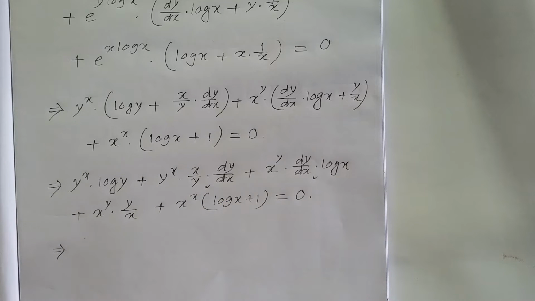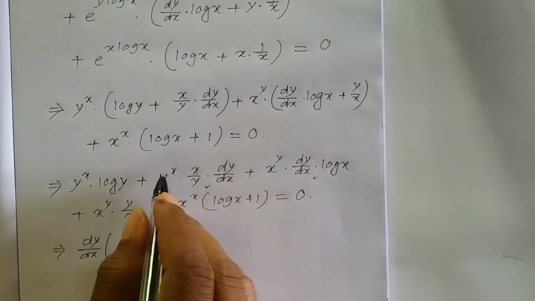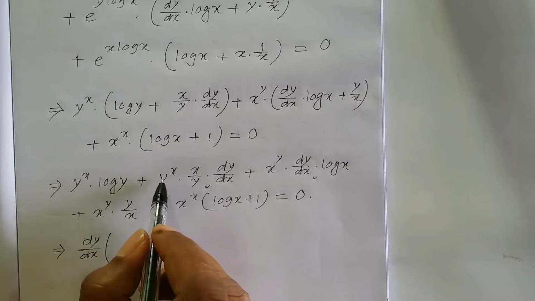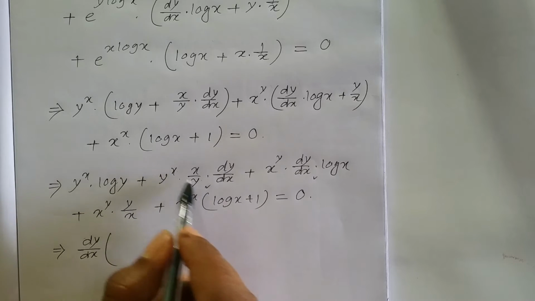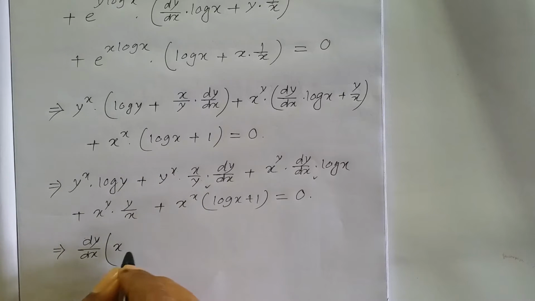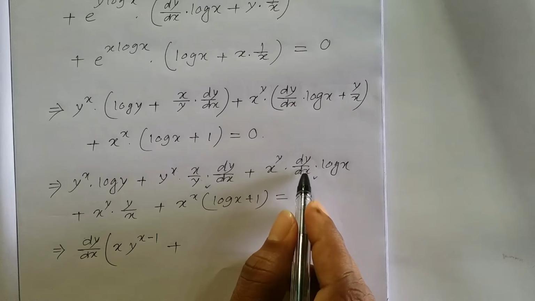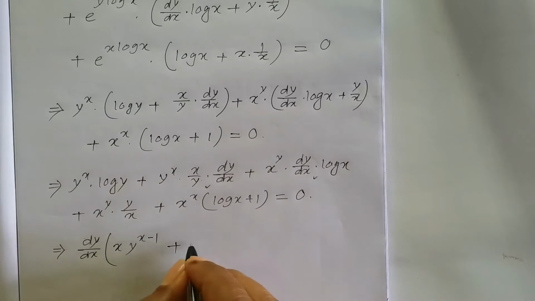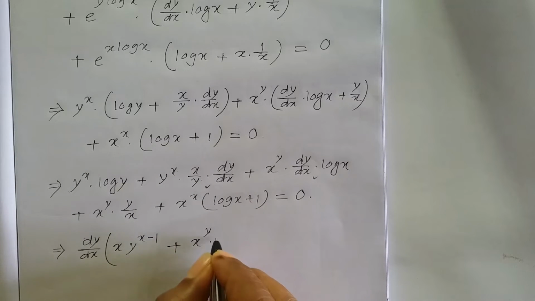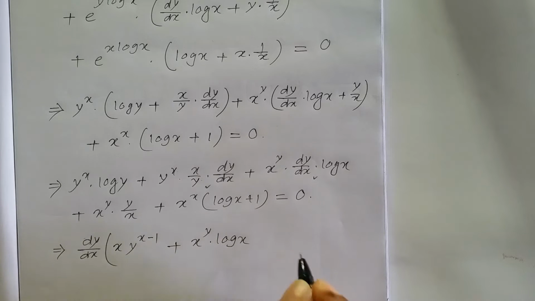Then it implies take the terms involving dy dx, so these two terms involve dy dx. So you take dy dx common. It is actually x into y to the power x minus 1 by the exponent property. So x into y to the power x minus 1, this one. Then plus, dy dx is taken away, it is only x to the power y into log of x.